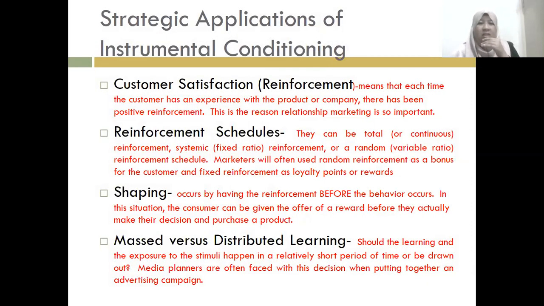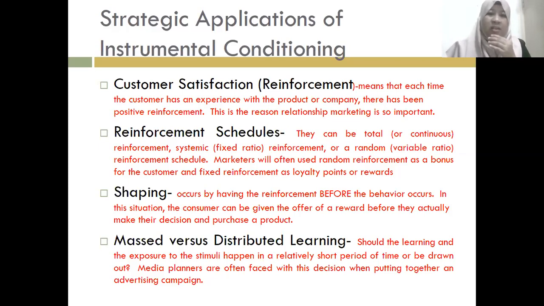So now we have the strategy application of instrumental conditioning. The first one is customer satisfaction reinforcement. It means that each time the customer has an experience with the product or company, they have a positive reinforcement. This is the reason relationship marketing is so important. When your customer is satisfied, they will repeat again because they have a positive experience, a positive effect from buying your product. But if there is a negative effect, no satisfaction, the customer will move on and go to another product.